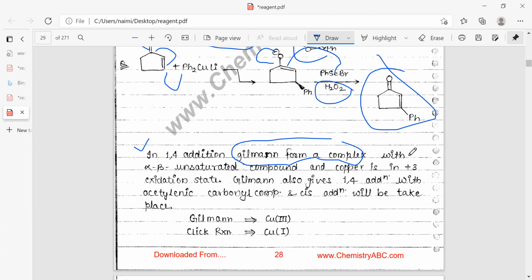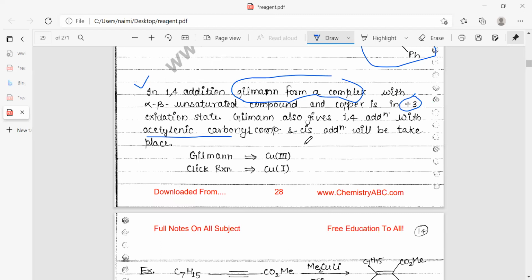It is a very important point. If you see here in Gilman reagent, the oxidation state of copper is +3. Gilman reagent also gives 1,4 addition with acetylenic carbonyl compounds. Acetylenic carbonyl compound means a triple bond attached to the carbonyl group. And cis addition will take place.